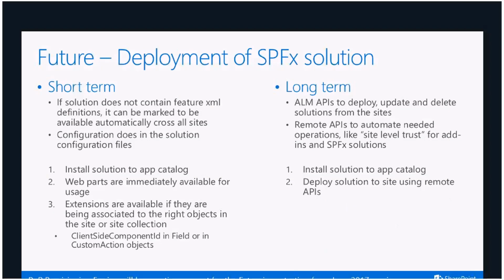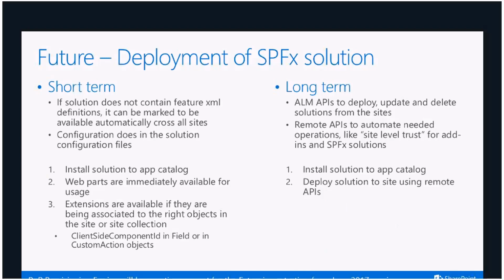In the short term, and this is coming up relatively fast, we'll update the documentation, and you'll see social media communications and blog posts on dev.office.com on this. The idea is that when you build a SharePoint Framework solution, you are able to define that solution to be automatically available across all of the sites whenever the solution is installed on the app catalog. So the process would be that you install the solution in the app catalog, and the web parts are immediately available for usage across all of the sites marked using this specific attribute.